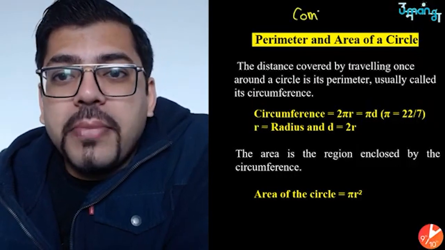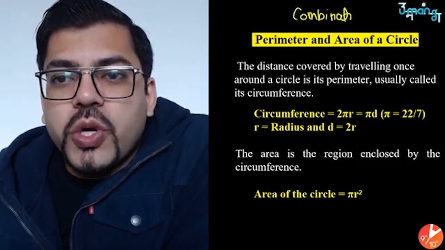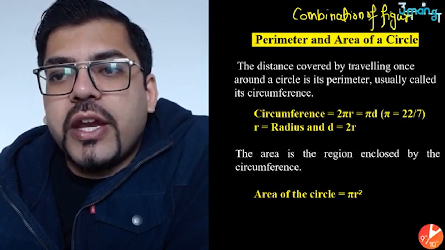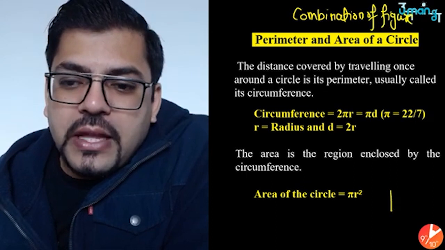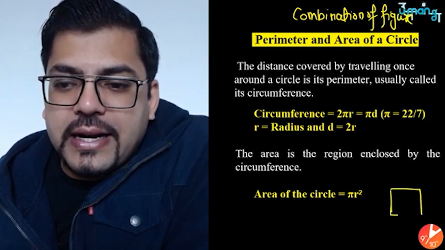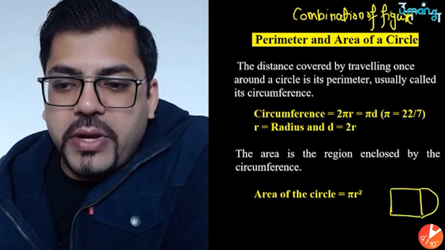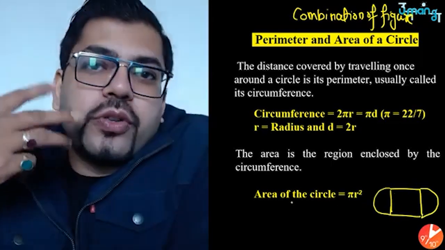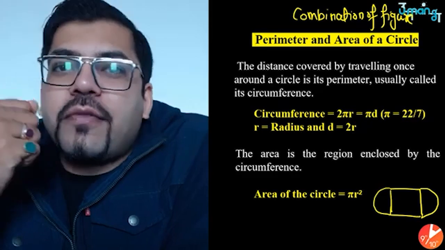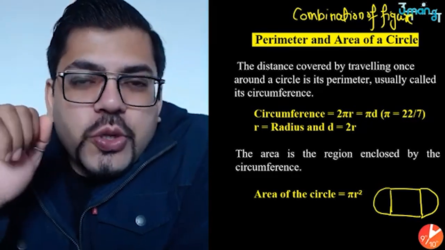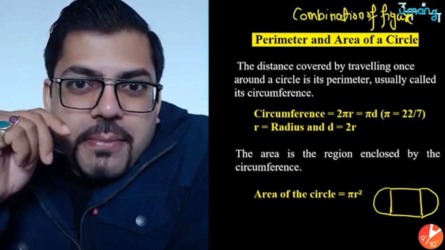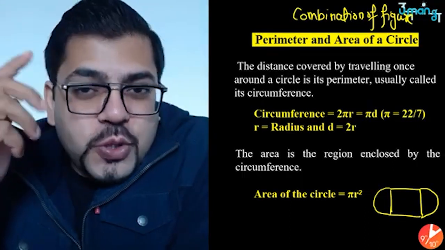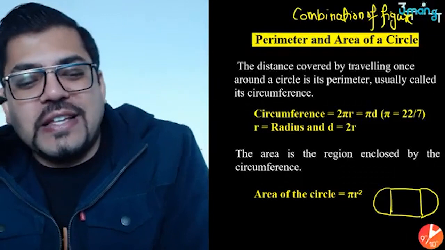So this chapter also has a very important topic from the exam point of view, that is called combination of figures. If I say combination of figures, it simply means questions where, for example, a rectangle is there and in that rectangle some semicircle is also made, these types of figures. Where you have two figures combined or three figures combined and then you have to find the area. So this also holds a very important part in this chapter from where the majority of the questions are asked in the board examination. So kindly take care of that portion as well.